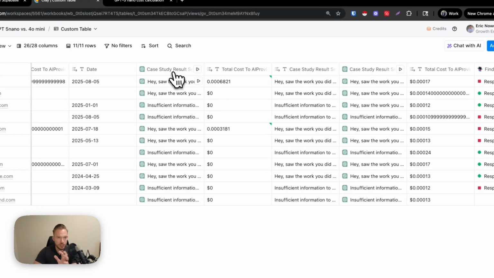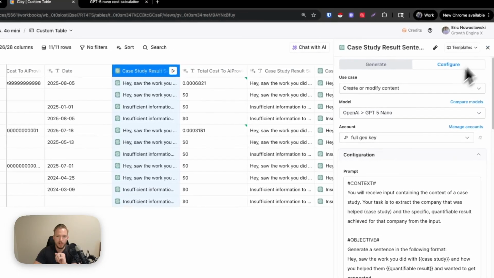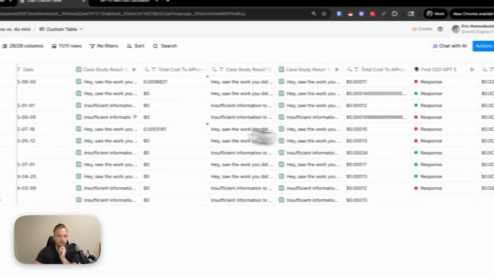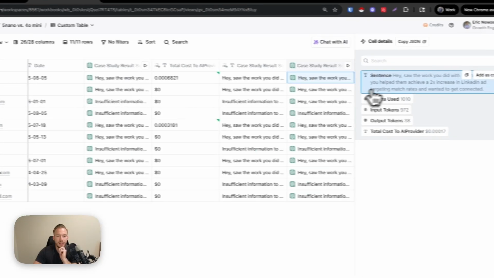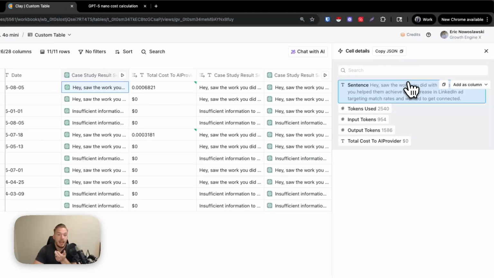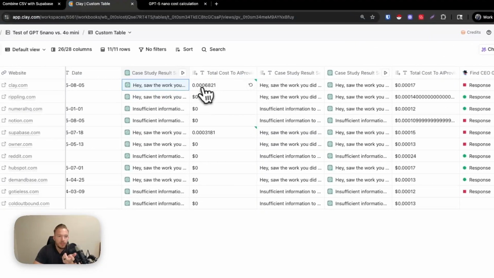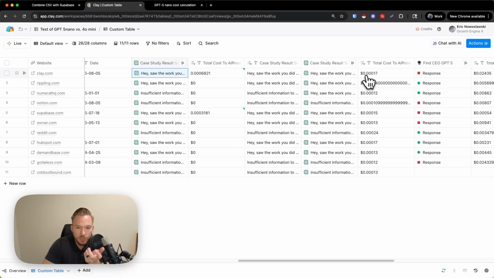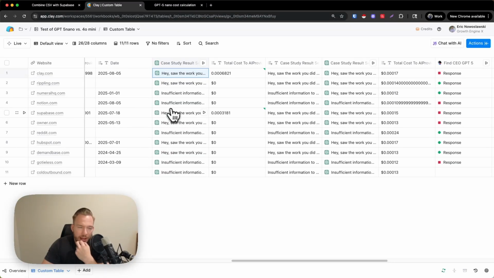So if anybody had any questions about that, and I'm not sure if I showed this, but 5 nano here, 4o-mini here, right? And then, hey, saw the work you did with Verkada and how you helped them achieve a 2x increase in LinkedIn ad target match rates and wanted to get connected. Great. And then it has the same output, same exact thing. This cost 0.0006. This was 0.0001. Not looking good.